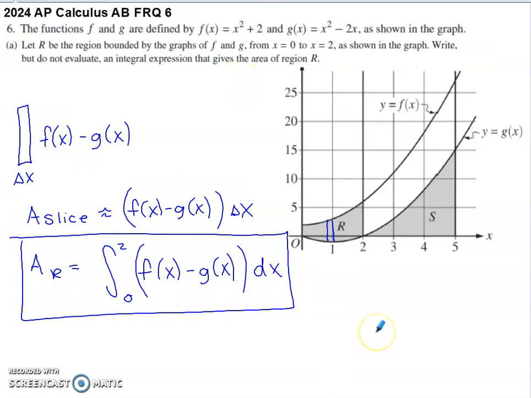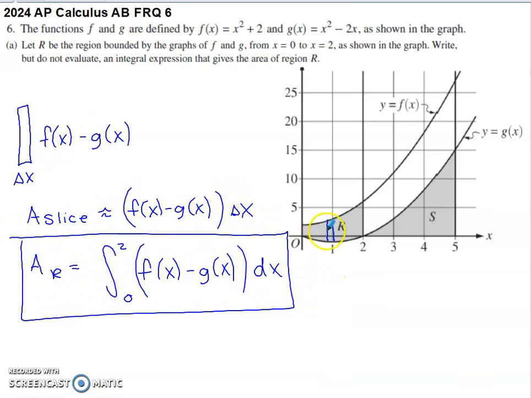I always have explained area and volume problems in 3 steps: slice, approximate something relative to that slice, and then integrate to add together infinitely many of those slices, areas, volumes, whatever sort of calculation you're trying to do. So with the slicing step, we need to decide, do we want vertical slices or horizontal slices?